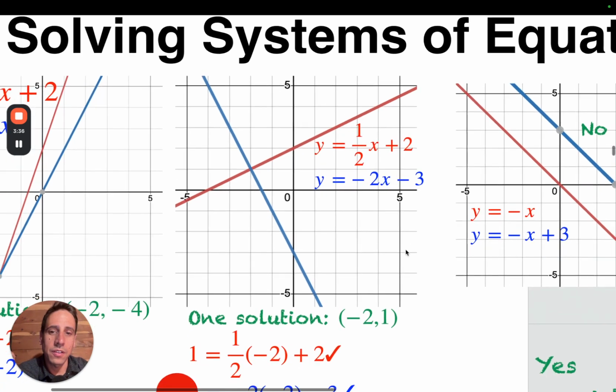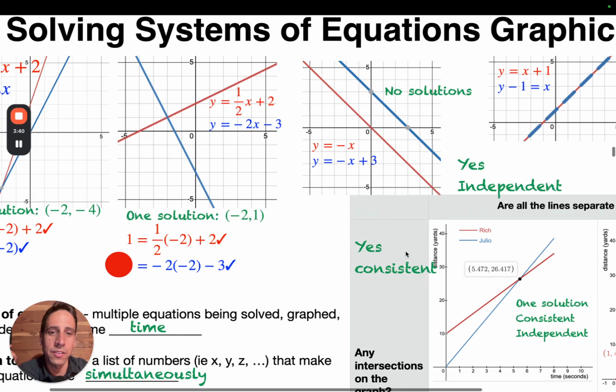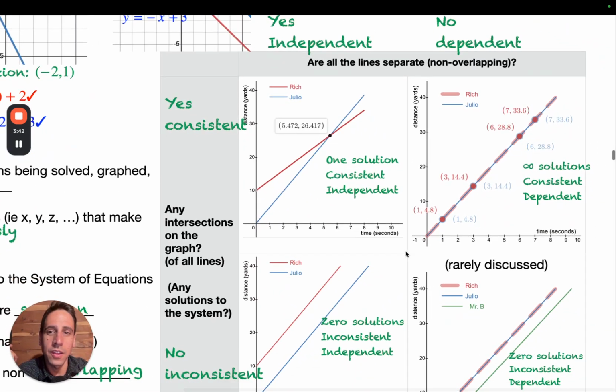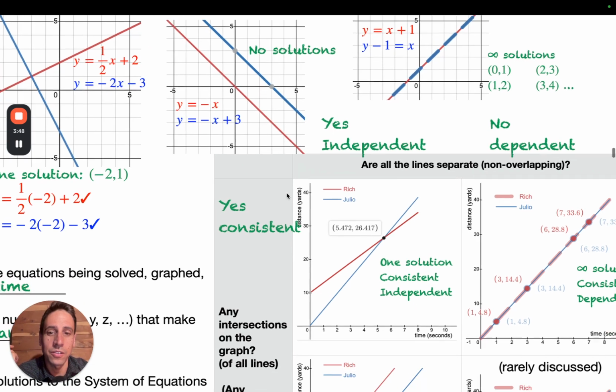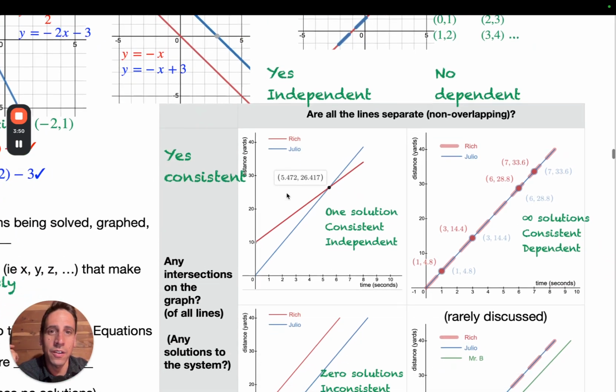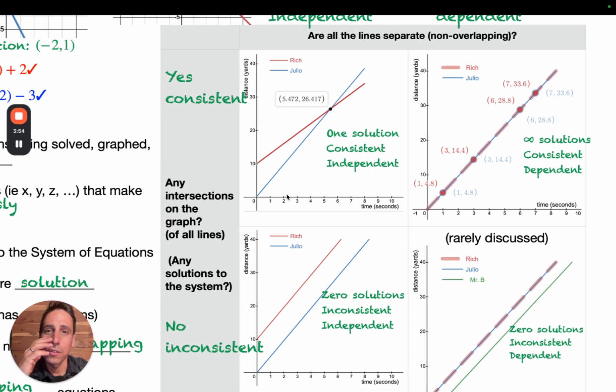When we start talking about these things, we can ask two questions. We can ask, are there any intersections on the graph at all? Like there were not. The answer is no over here because there's no intersections. There's no solutions. And then, are they separate? That means, are they non-overlapping?